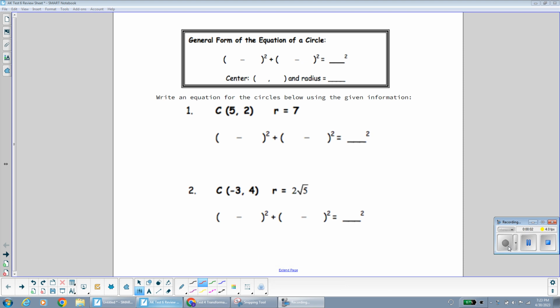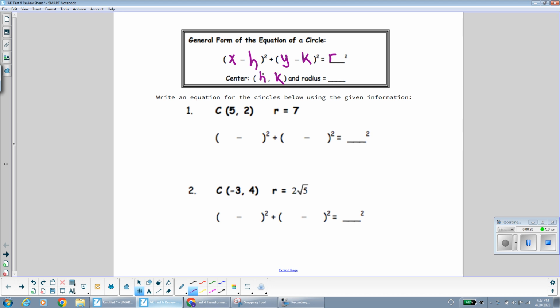In this video, we're going to talk about circle equations. So the general form of the equation of a circle is (x - h)² + (y - k)² = r². The center is the point (h, k).